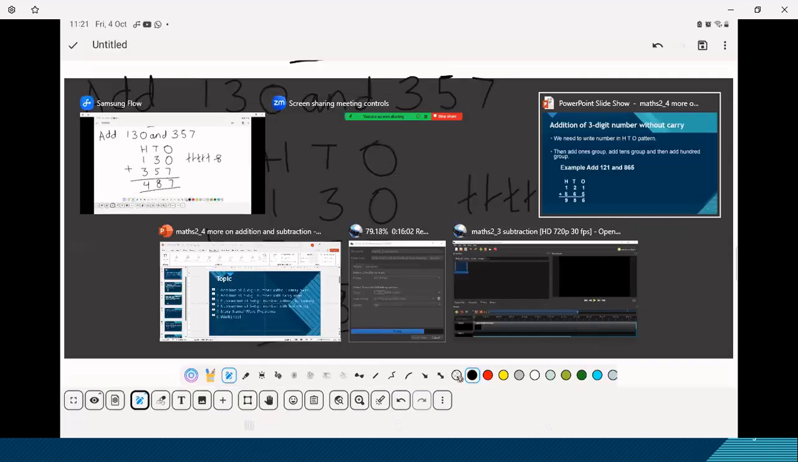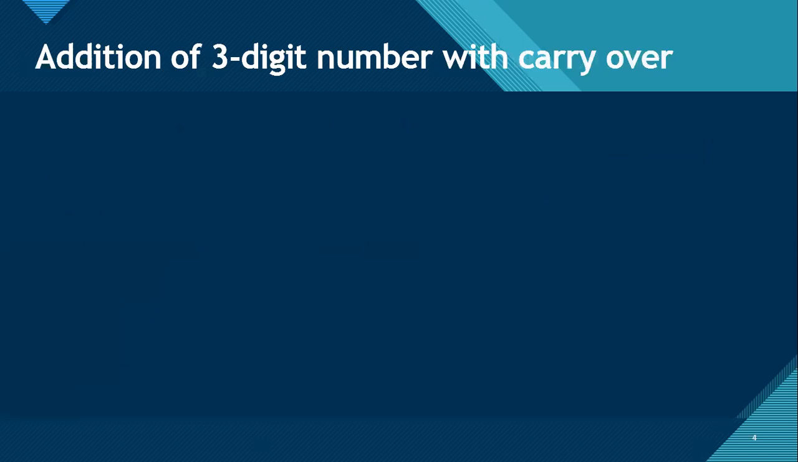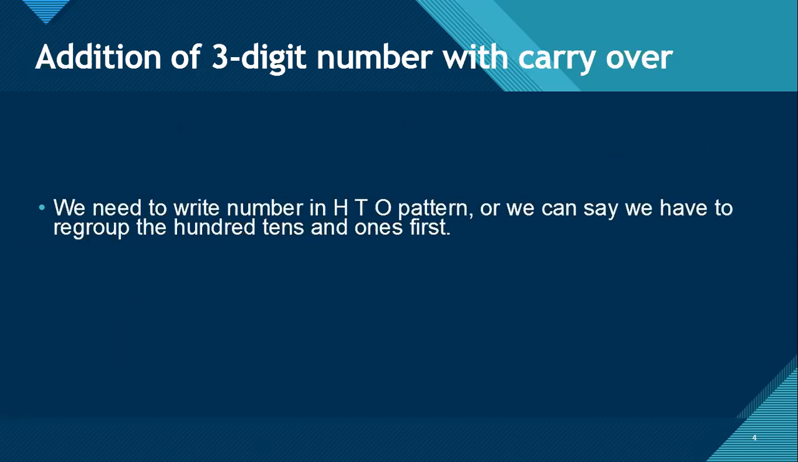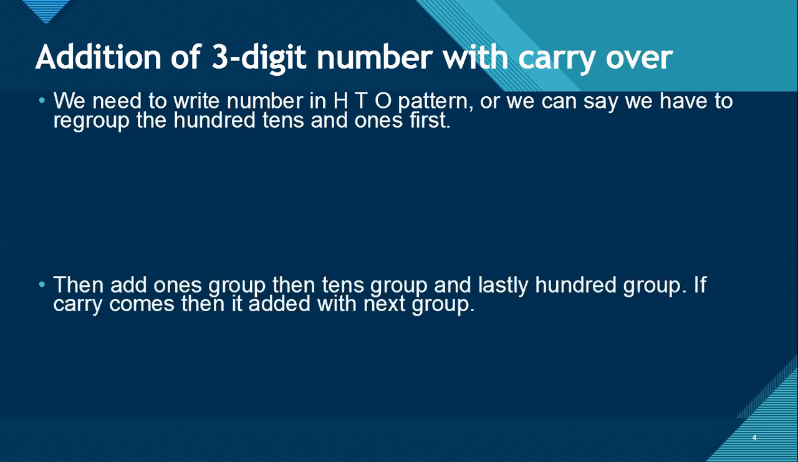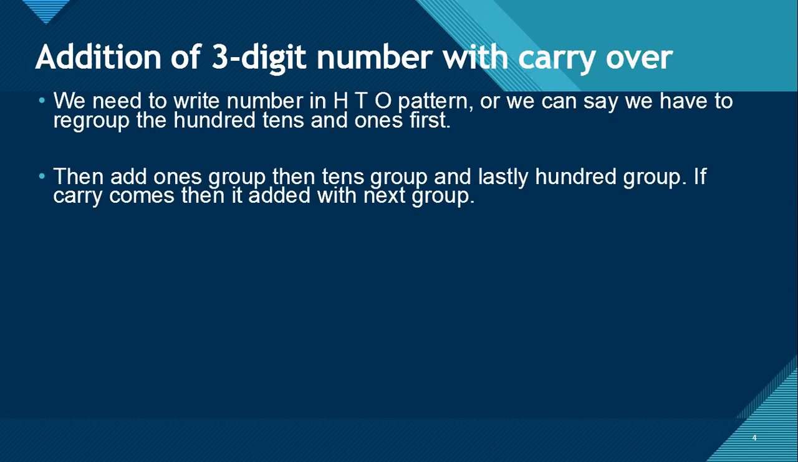Yeah. So the next topic is addition of three-digit numbers with carryover. Now the steps are the same. We have to write the number in HTO pattern first, or we can say we have to regroup, and then we have to add the ones group, then the tens group, and lastly the hundreds group.